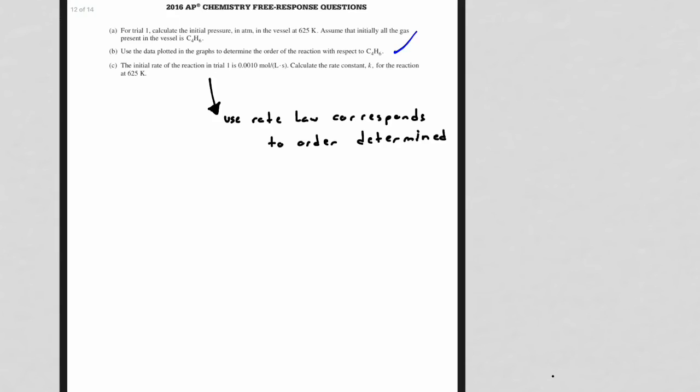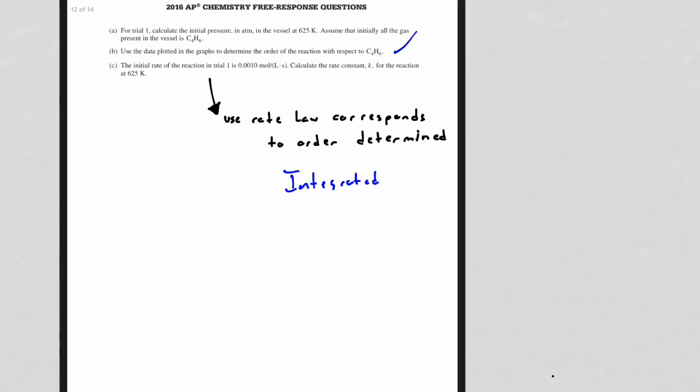It says the initial rate of disappearance, so they're giving you the initial rate of disappearance. Calculate the rate constant K for this reaction. You've got choices of how to do this. Quite honestly, you can go to the reference table, and once you know the order of the reaction, you can plug in values and determine the value of K. So you can use the integrated rate law if you wanted, which is the one that's in the reference tables. You could use that.